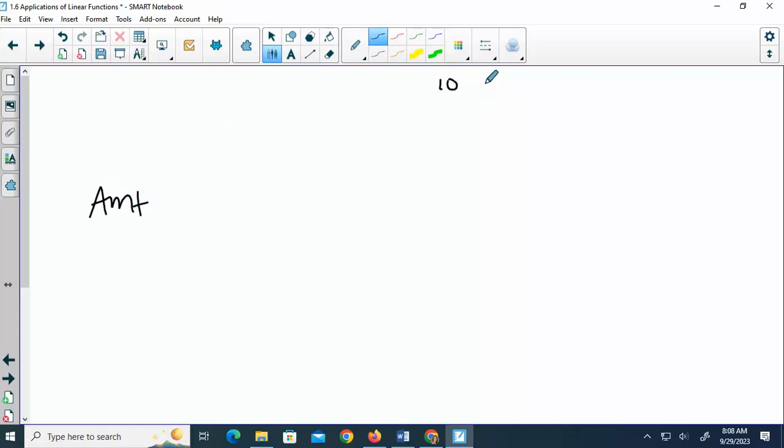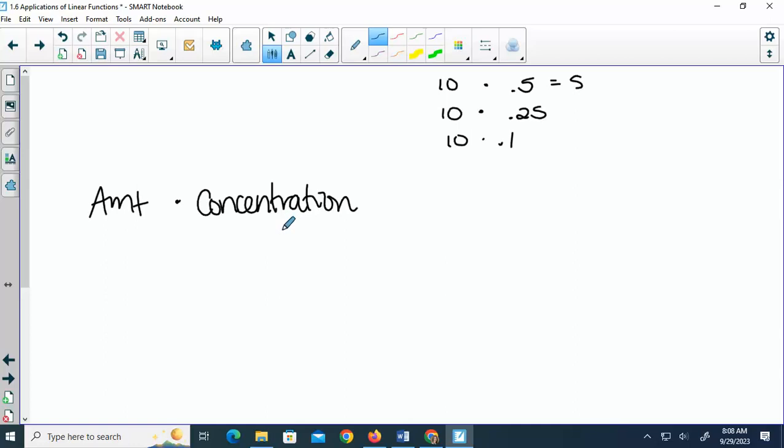When I wanted 50% to be M&Ms, you probably divided by 2, but isn't that the same as multiplying by 0.5? And we got 5. When I said I wanted 25%, you probably divided by 4, but that's the same as taking it times 0.25. When I said I wanted 10%, we could take it times 0.1. So if we take our amount that we had to start with times the concentration, that's like our percent, it gave me the amount of M&Ms in this particular scenario.